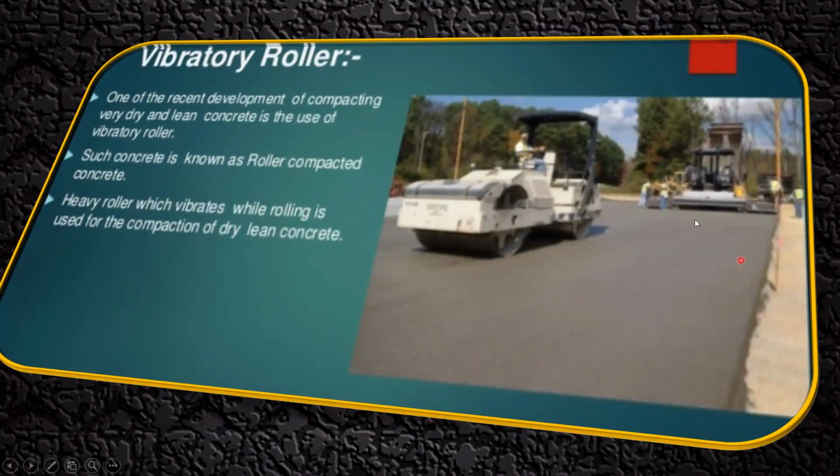And also when you want to do the compaction of the soil, you can make use of the vibratory roller. One of the recent developments for compacting very dry and lean concrete is the use of the vibratory roller. Even for very dry and lean concrete, we can make use of this vibratory roller, because if the concrete has high workability, then this is not suitable. This is suitable only for very dry concrete. Such concrete is known as roller compacted concrete. A heavy roller which vibrates while rolling is used for the compaction of the dry lean concrete.